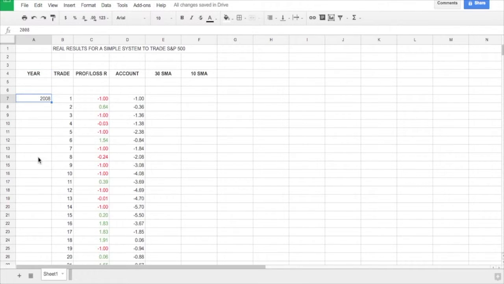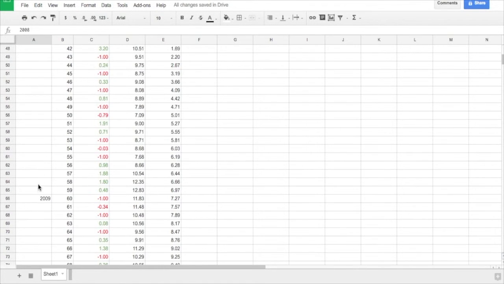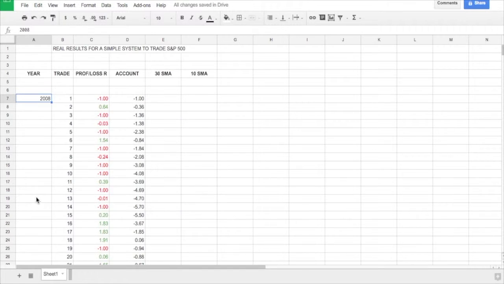So these results you see here, just quickly, we've got the column year, which shows just when these trades occurred. So we've got 2008, 2009, etc., all the way to 2015. There's 409 trades in this column. We've literally just got trade numbers, 1 through to 409. These are results from a real system that I've developed to trade the S&P 500, a rule-based system.